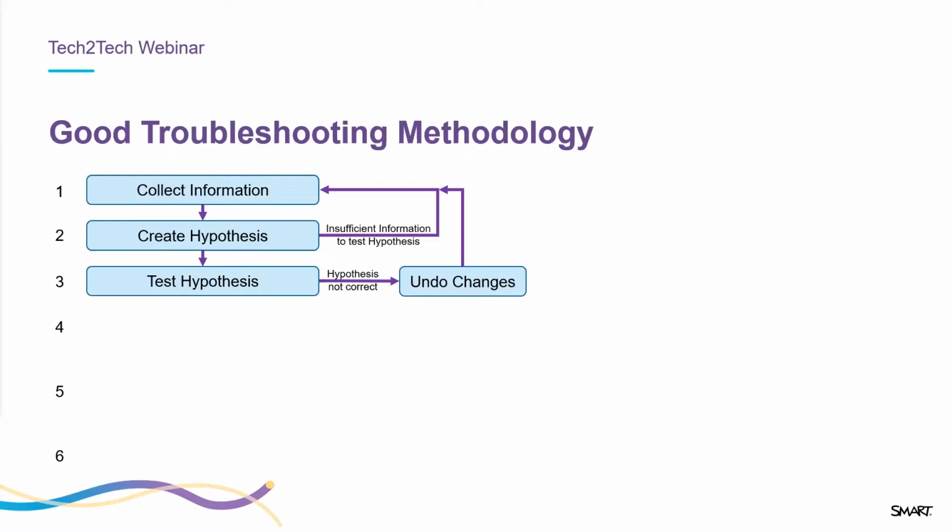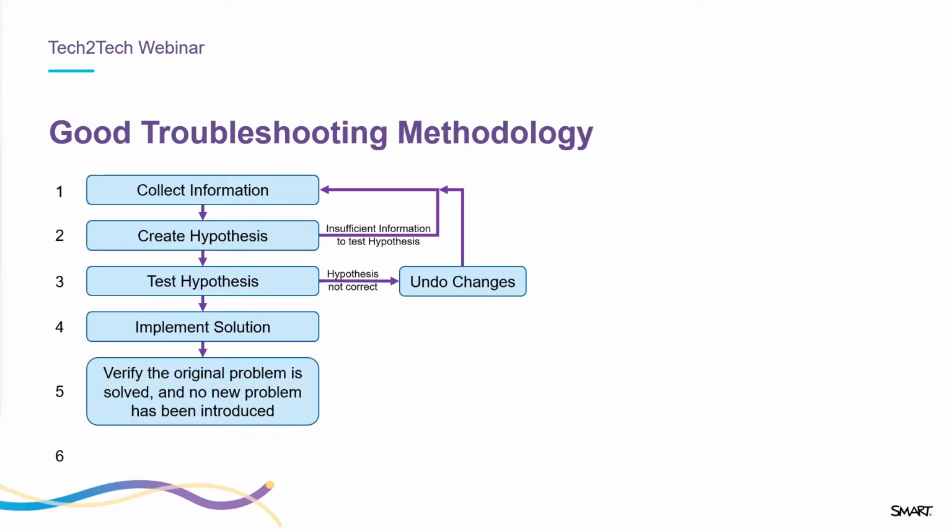Once the hypothesis proves to be correct, then we implement the solution, fix the problem, verify that the problem is solved, and just as importantly, verify that no new problem has been introduced. If the solution for one problem introduces a new problem, then you just got to start over again, collect information on the new problem to troubleshoot it, or take a different approach to addressing the original problem.